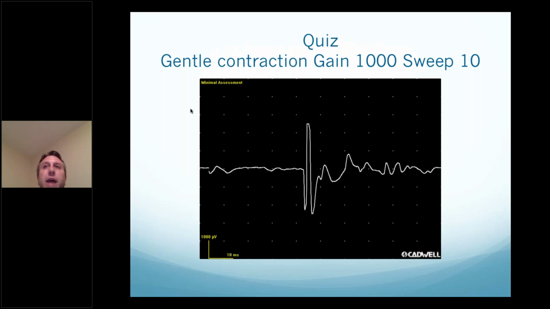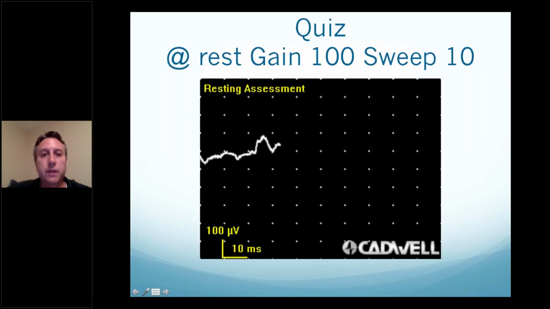So we have an abnormal EMG. We have abnormally large motor unit potentials. That indicates chronic damage. Okay, I think there's one more. Actually, no, two more. So let's take a look at this. This is at rest with a gain of 100 and a sweep of 10. So let's take a look at that here.